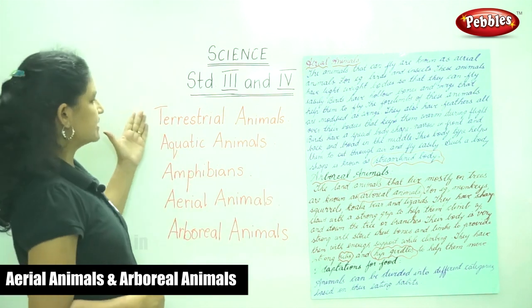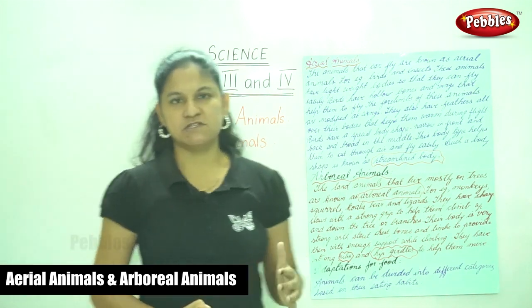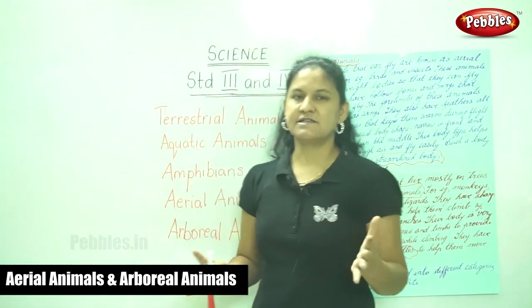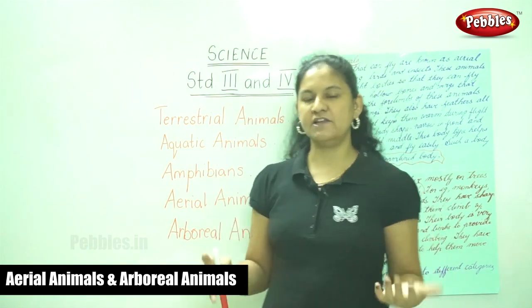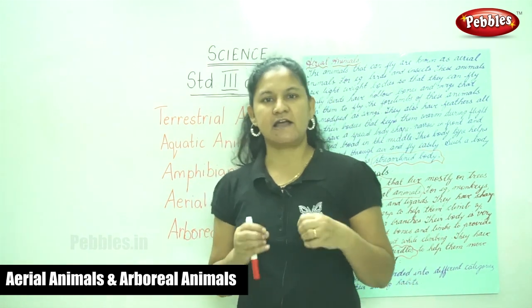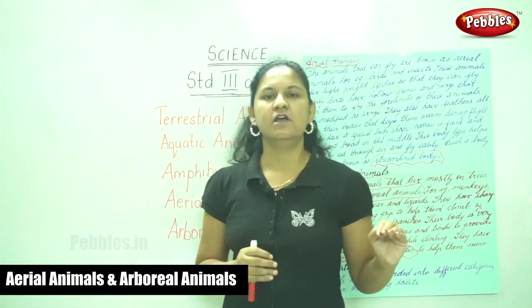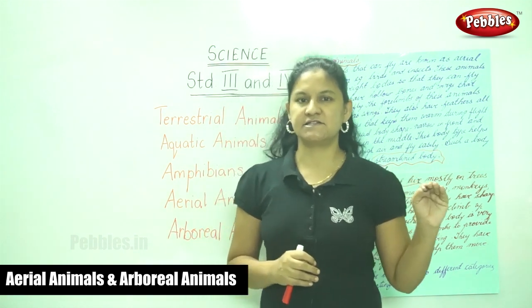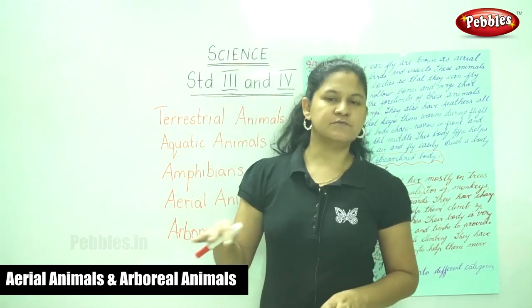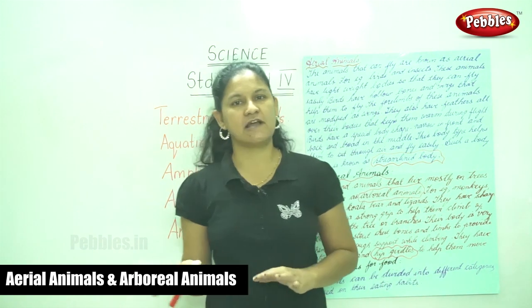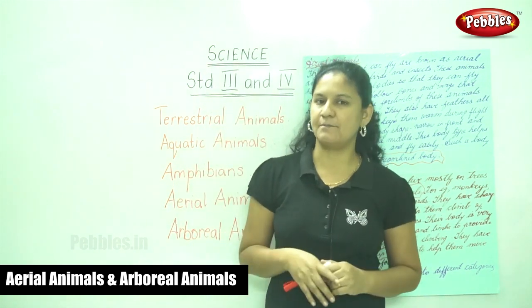So, first is your terrestrial animals. They are animals that live on land. Examples are your cat, dog, elephant, and there are animals that live in extremely hot climates like the deserts, that is the camel, and animals that live in extremely cold climatic regions, that is your polar bear.